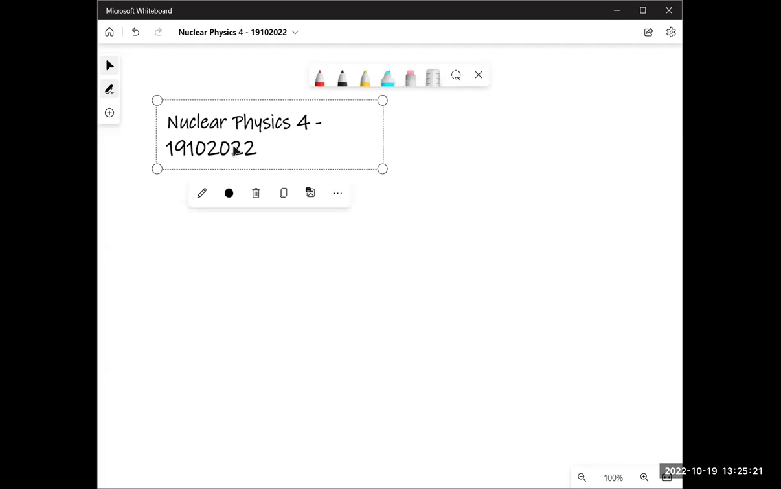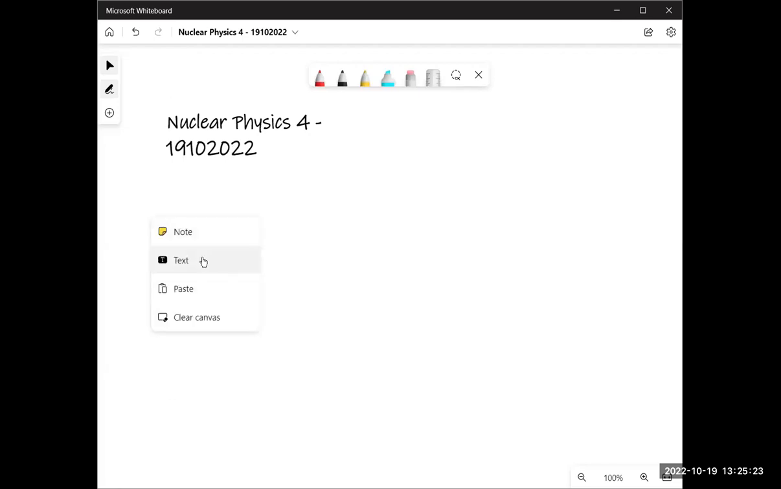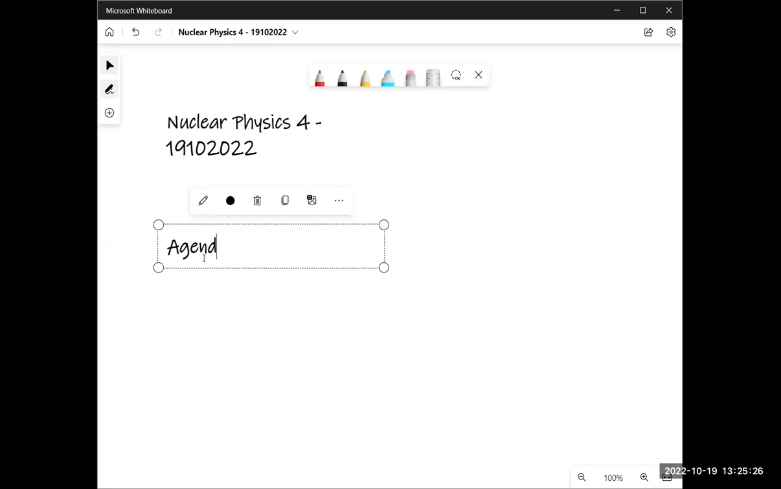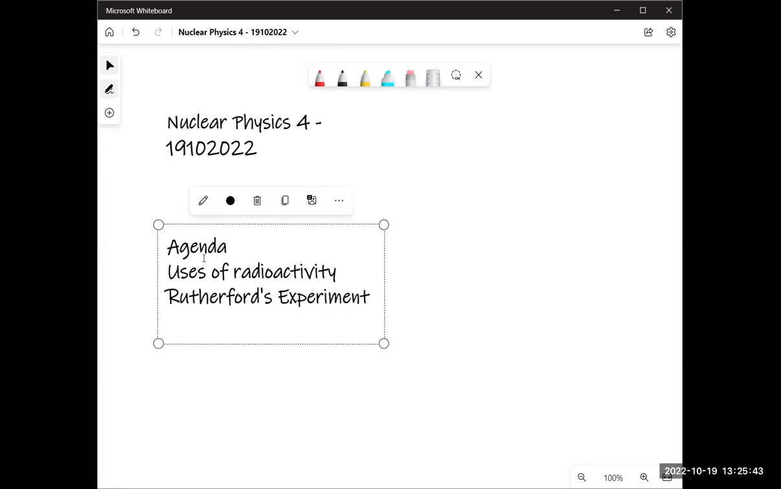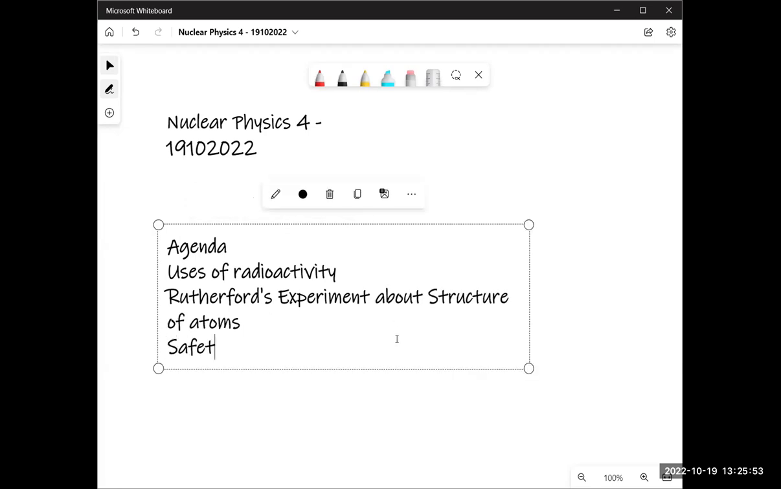We're studying IGCSE physics, and in today's class, we will be talking about a few more things, as the agenda is. We'll be talking about types of uses of radioactivity. We'll look at Rutherford's experiment, about atoms, structure of atoms. And finally, we'll look at safety precautions.